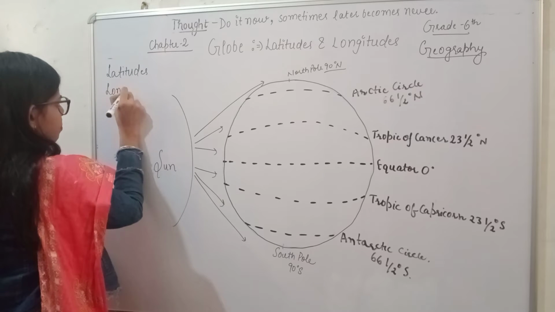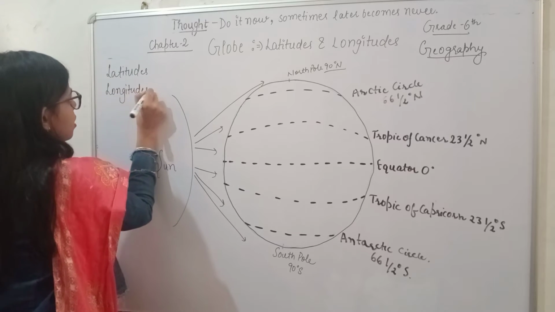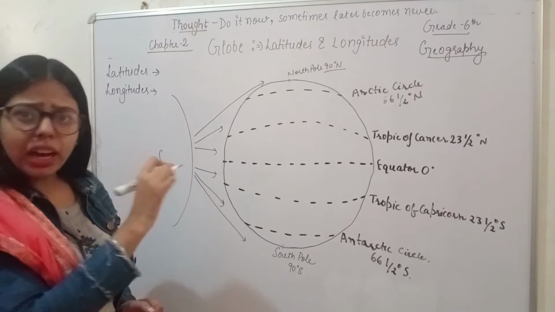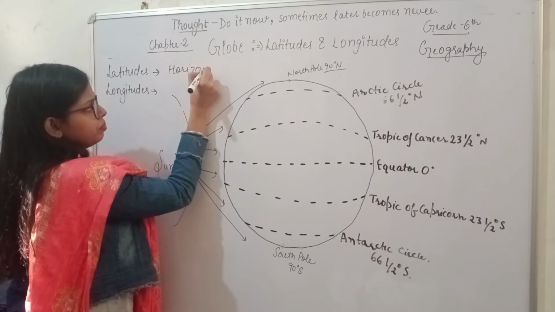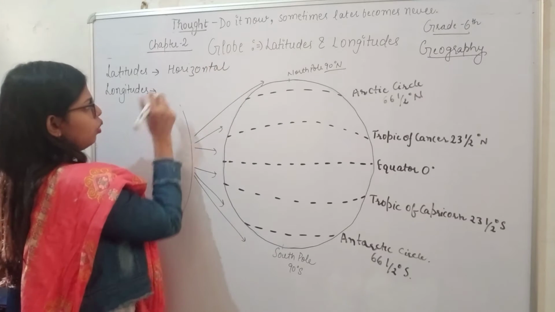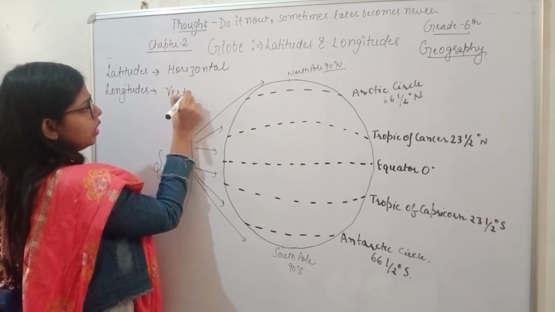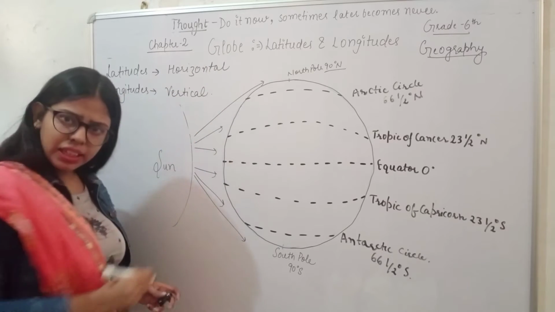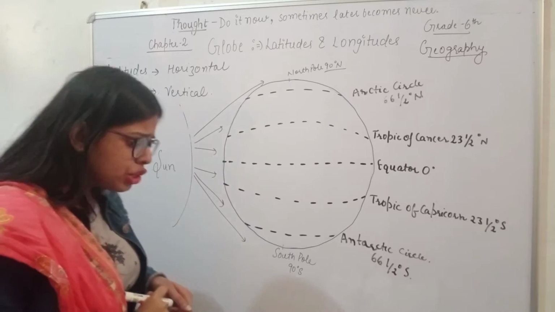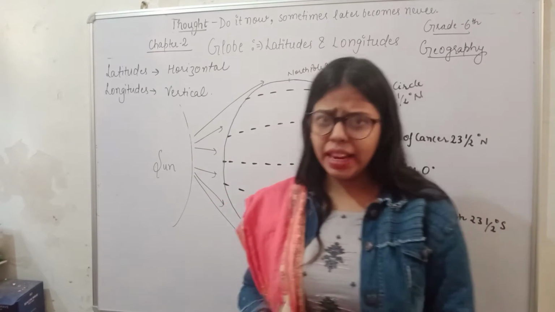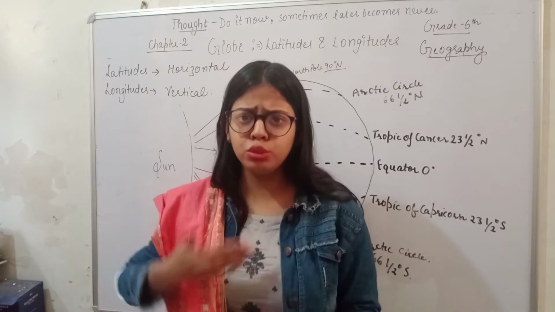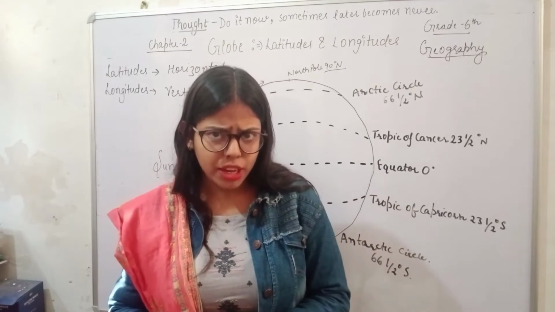imaginary lines, but latitudes are horizontal imaginary lines and longitudes are vertical imaginary lines. So latitudes are horizontal lines running from east to west, and longitudes run from north to south. These are the imaginary lines.